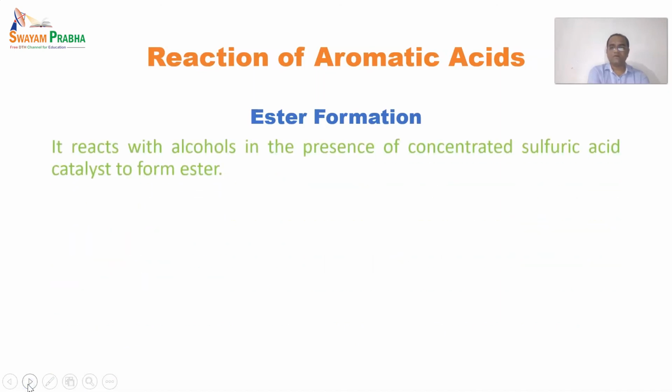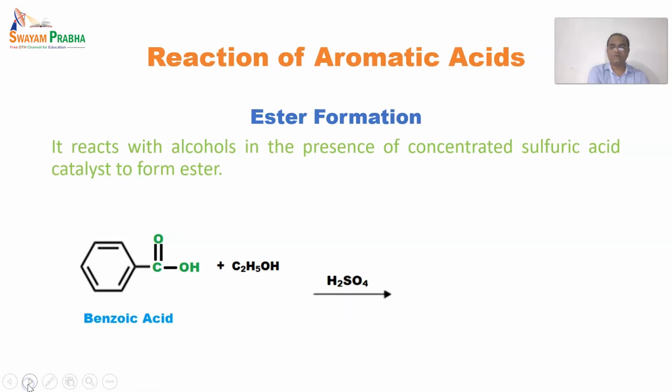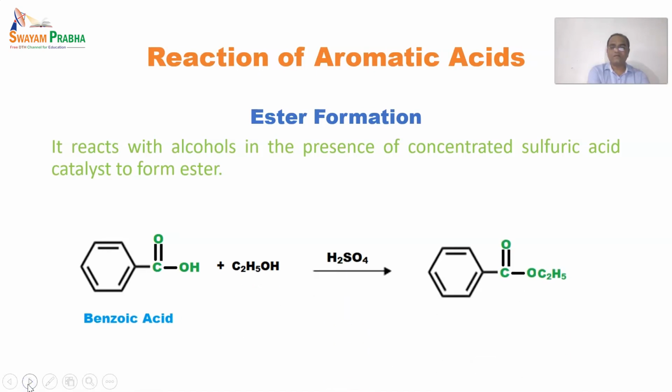So this reaction we have seen in preparation of an aromatic acid also, but it was in the reverse way. So it reacts with an alcohol in presence of concentrated sulfuric acid as a catalyst to form an ester. So benzoic acid reacts with an alcohol, and H2SO4 acts as a catalyst over here, and it forms an ester, that is ethyl benzoate.